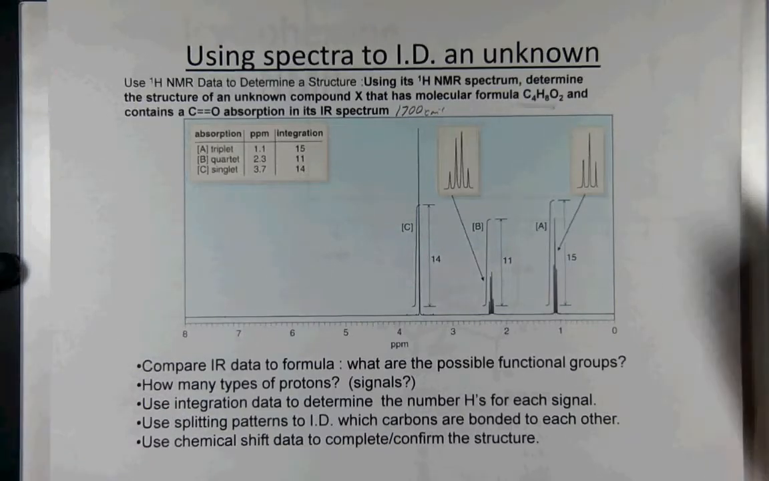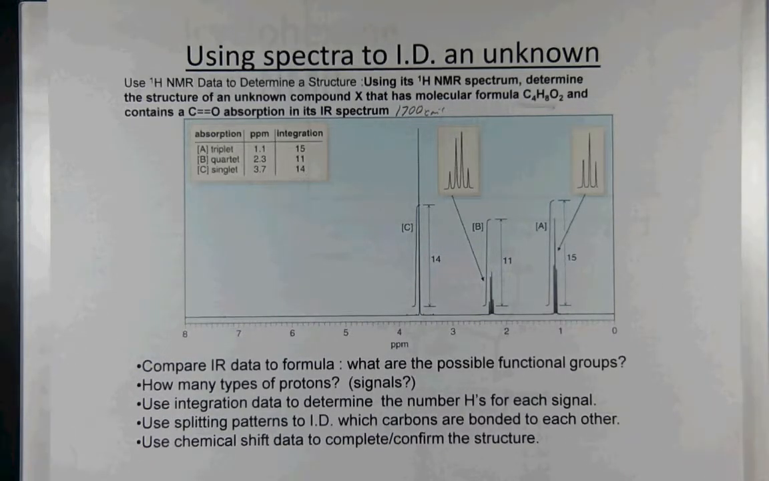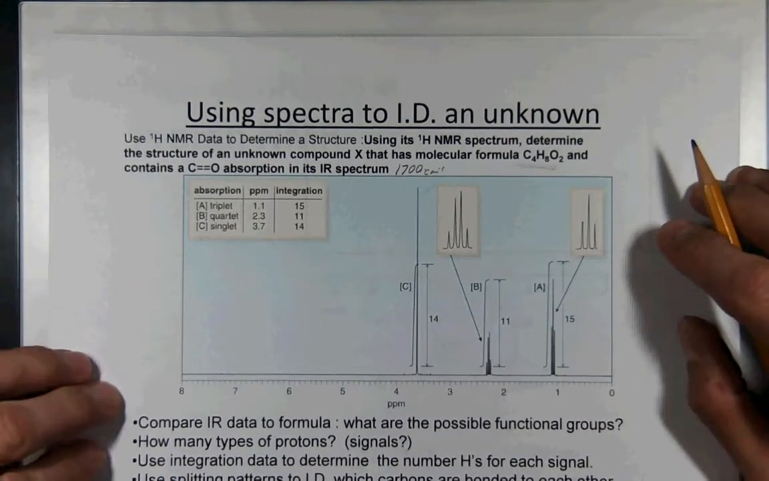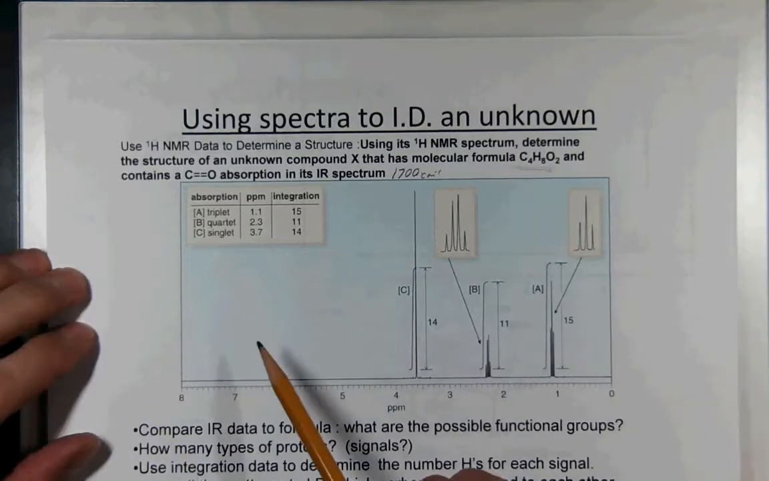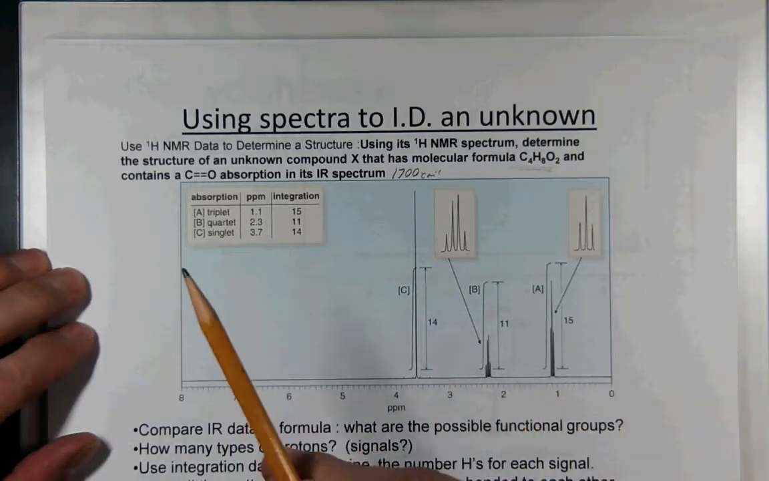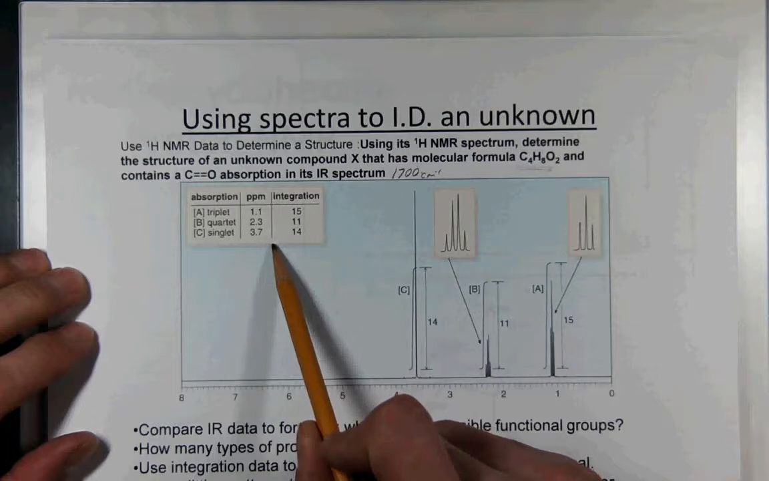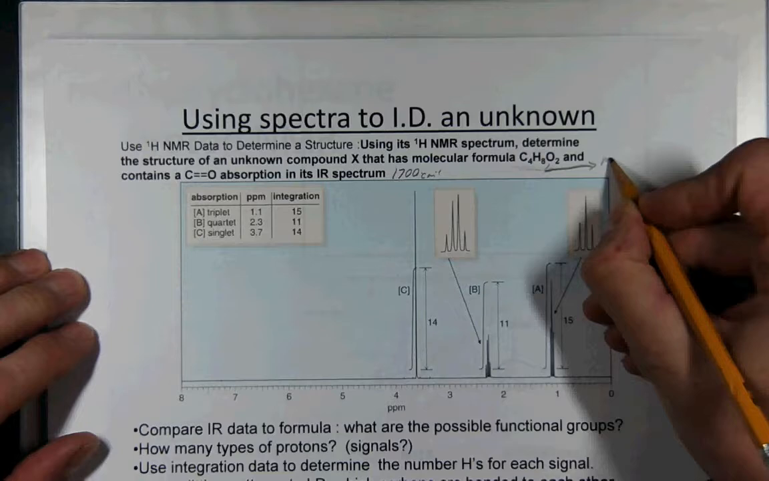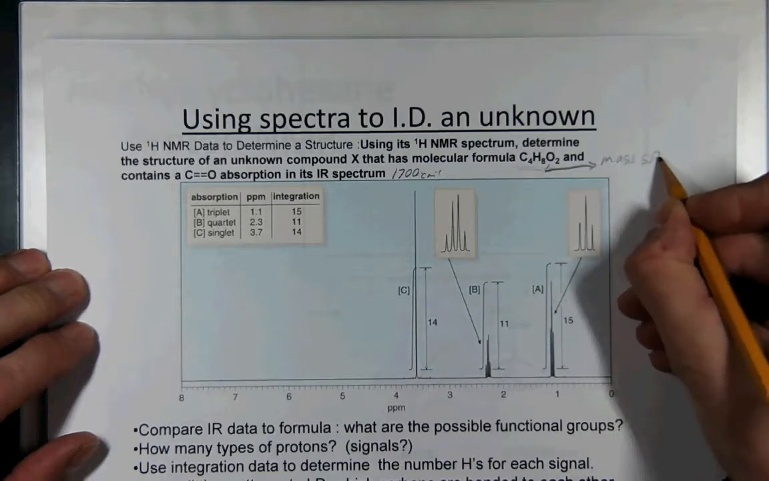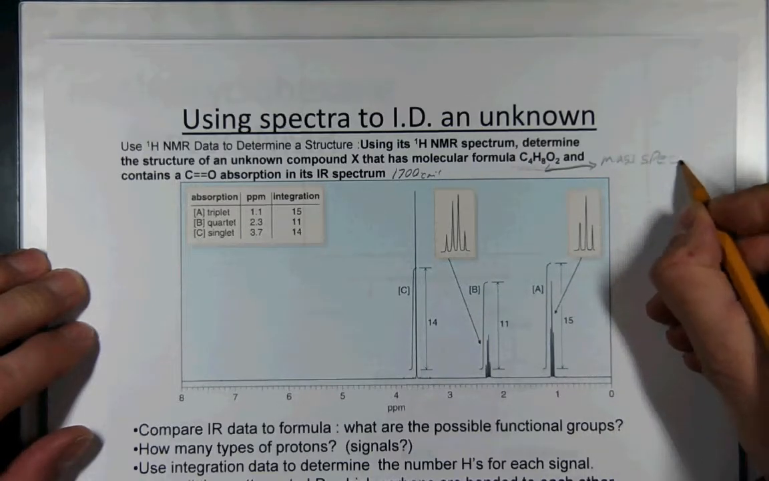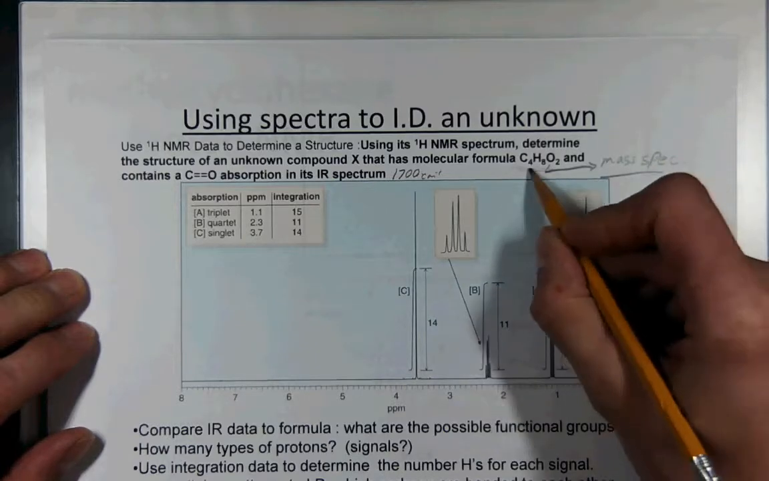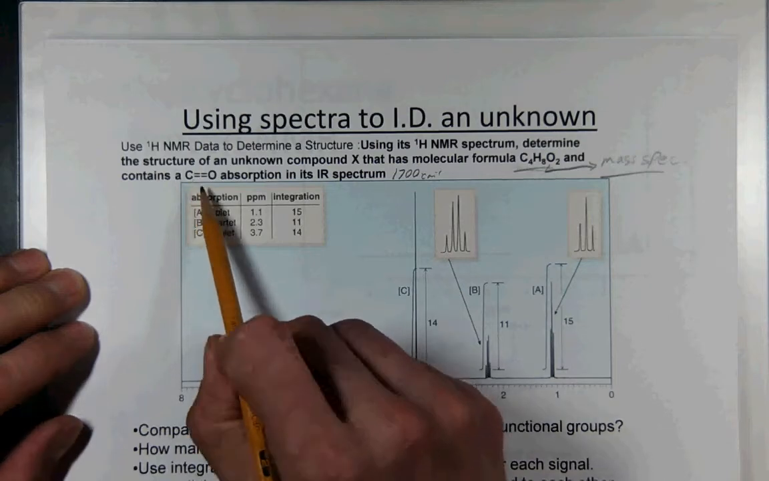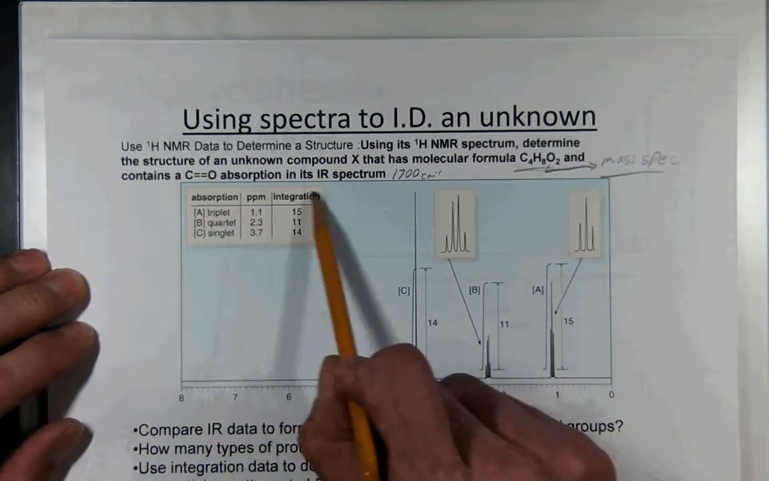Okay, I think we know enough now to use some of this data to determine the structure of an unknown, and then we'll be doing some more of this a little bit later. You're given the spectrum. They've given you the integration data. They've also, from mass spectrometry, been able to give you the idea of what the molecular formula is. They also ran an IR and found carbonyl absorbing at 1700.